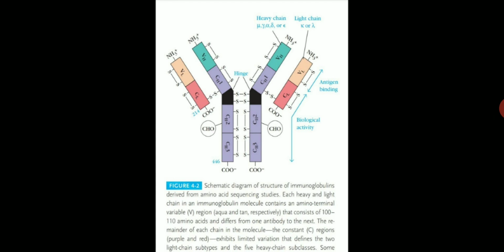Similar linkages link 2 identical heavy and light chain combinations to each other to form a basic 4-chain antibody structure, that is a dimer of dimers. The exact number and precise position of these disulfide bonds differs among antibody classes and subclasses.